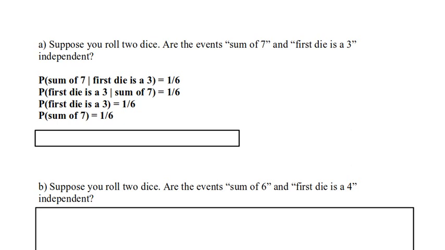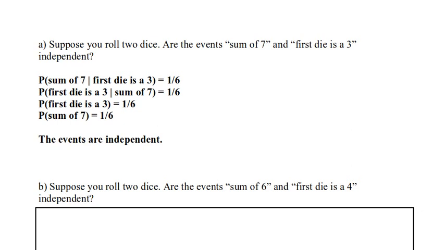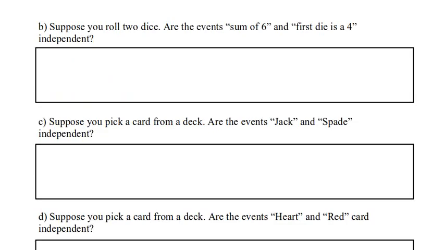Then we look at the events separately. The probability that the first die is a 3 happens 1/6 of the time. The probability that the sum is a 7 is also 1/6. Therefore, these events are independent. Let me point out something. Any other sum, this doesn't work for. If the sum is 8, if the sum is 5 or 6, this doesn't work. And let's go through and see that.